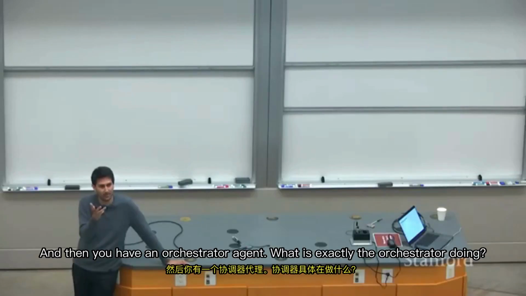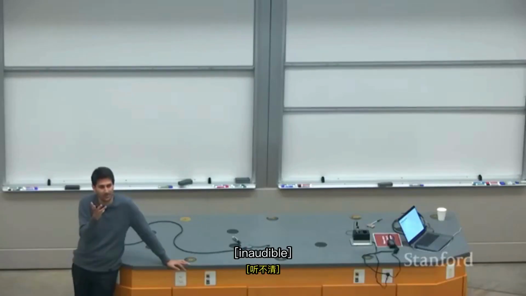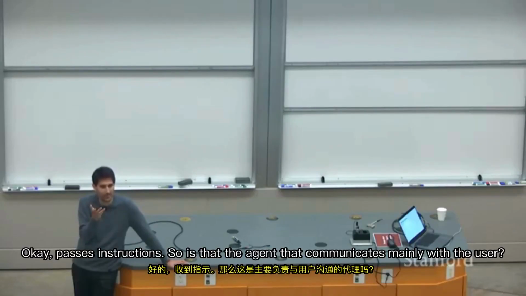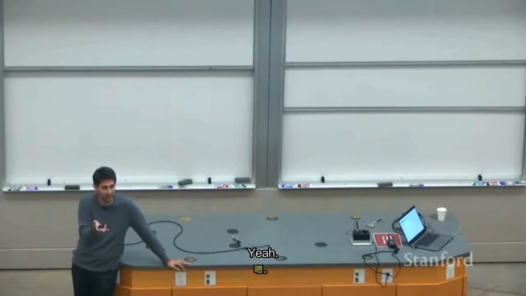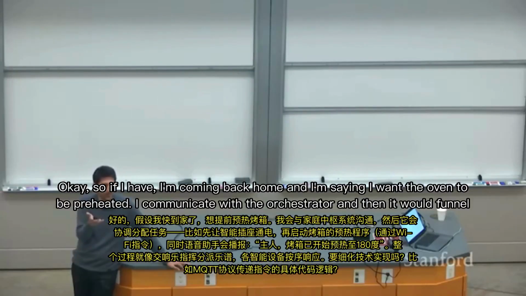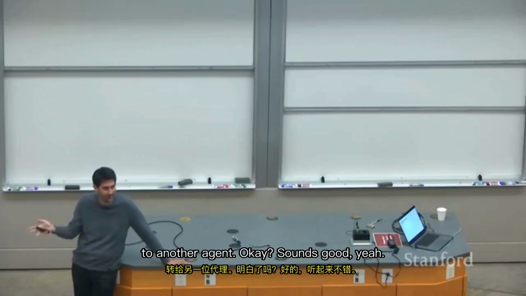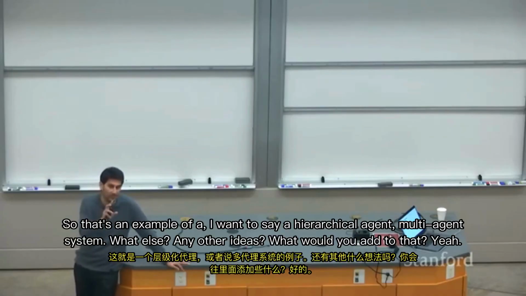What exactly is the orchestrator doing? I think it passes instructions to other agents. Okay, passes instructions. So is that the agent that communicates mainly with the user? Okay, so if I'm coming back home and I say I want the oven to be preheated, I communicate with the orchestrator and then it would funnel that to another agent. Okay, sounds good. So that's an example of what I would call a hierarchical multi-agent system.